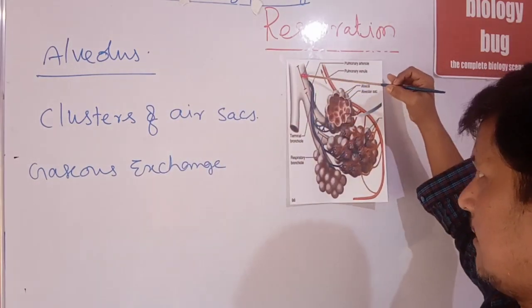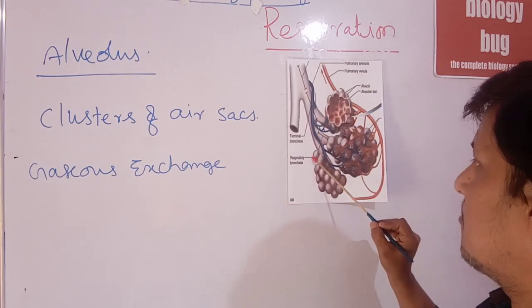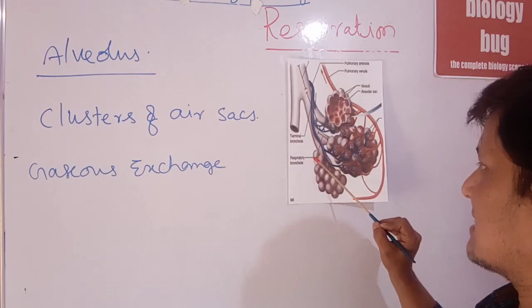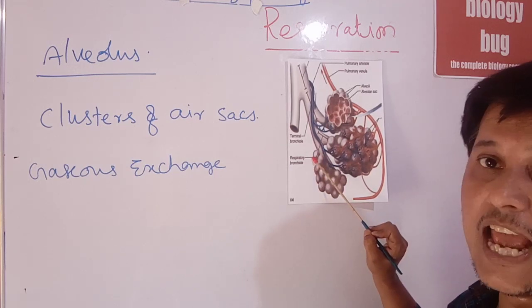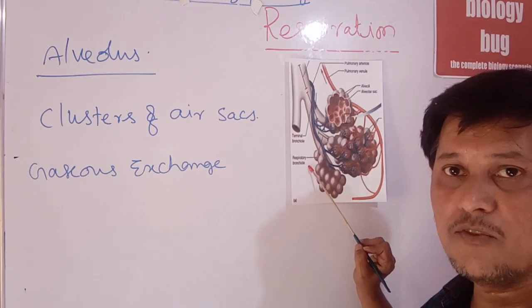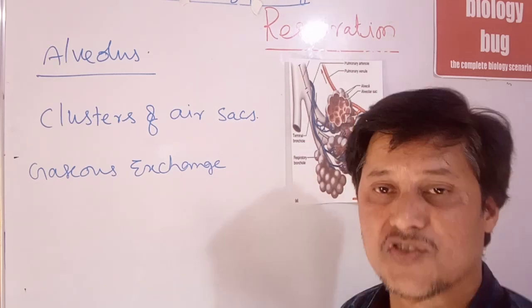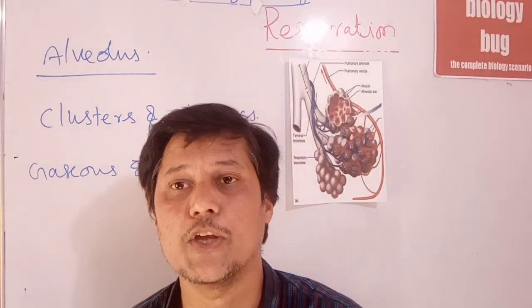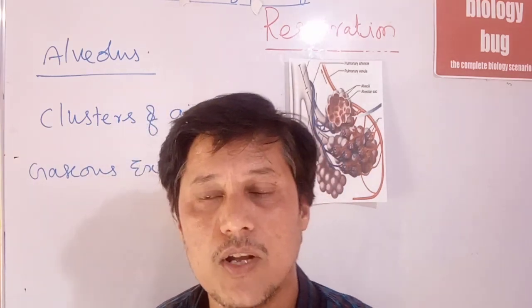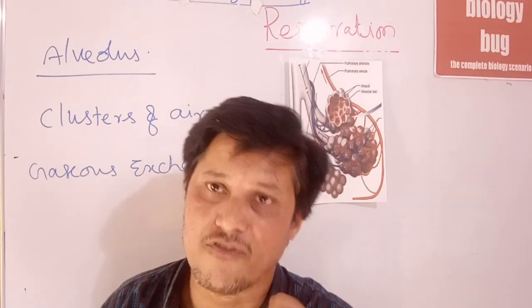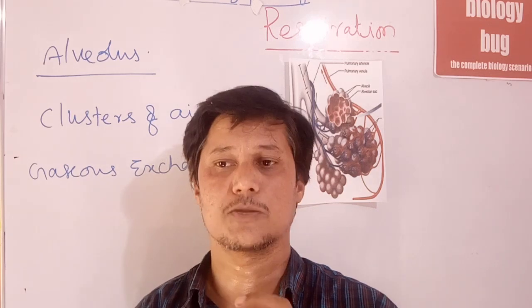The bronchus ends as bronchioles. At the end of the bronchioles, the clusters of air sacs, each one is called an alveolus. Alveoli are also known as the structural and functional unit of gas exchange and respiration.